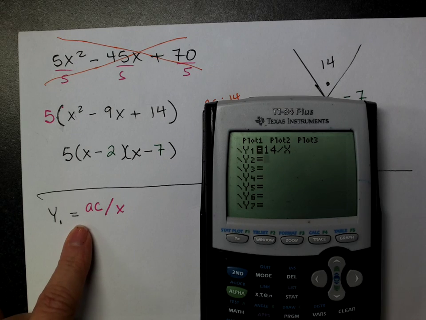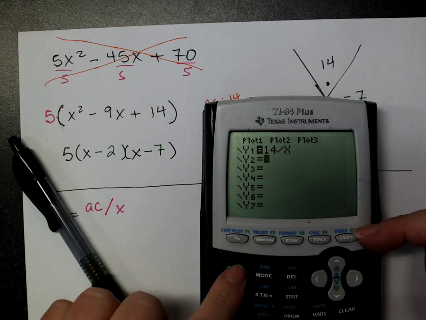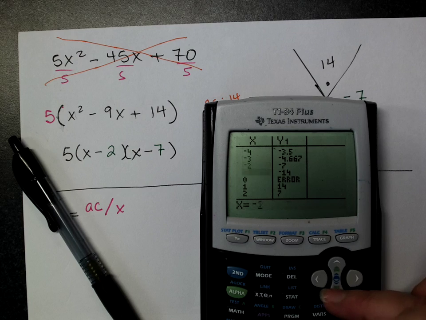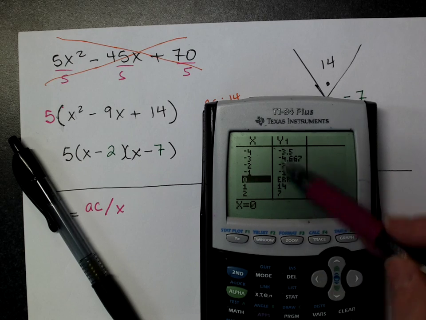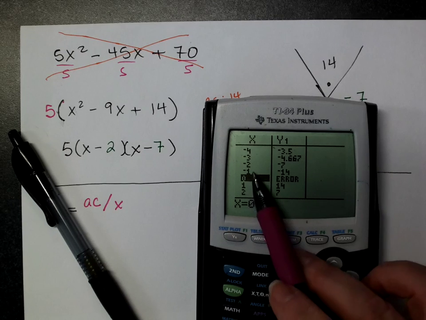Now I go to the graph button. Above that is the table button, so I do second graph to get the table. Make sure you got 0 in the middle. And look, if you go up, notice how both numbers are negative, and you go down, both numbers are positive. You want to go up or down? Up. So these are my factor pairs.